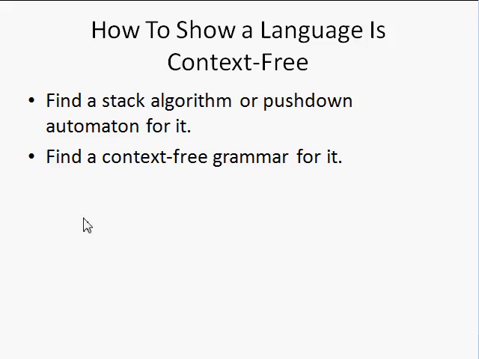Now, if you want to show that a language is context-free, what you have to do is find a stack algorithm or a push-down machine for it, or find a context-free grammar for it. That little trick that I just showed you with the bird's feet gives you a clue that it's going to be context-free, which makes you keep looking for the context-free grammar or machine for it. But it is not a proof.